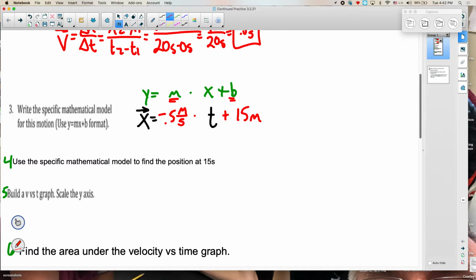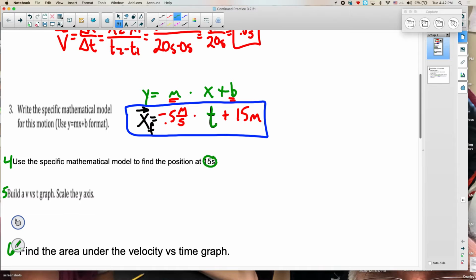Now, we can put any clock reading into this, and we'll find out some final position, where it would have ended up. So we're going to use the subscript F for final position. This is our specific mathematical model. The beauty about this is we can use this to find the position at any clock reading. So the next question says find the position at 15 seconds.